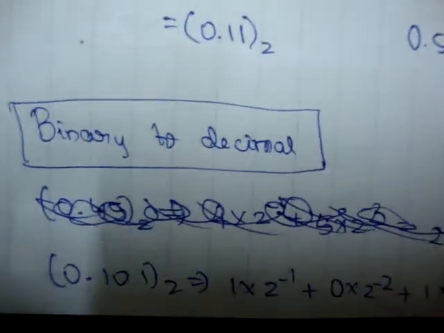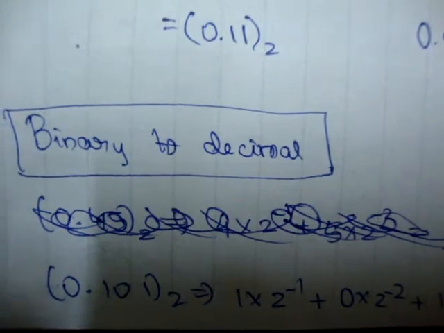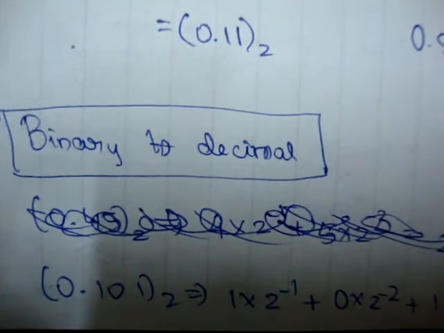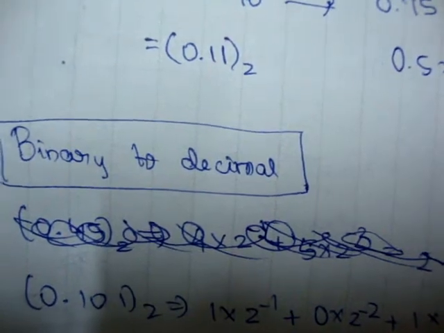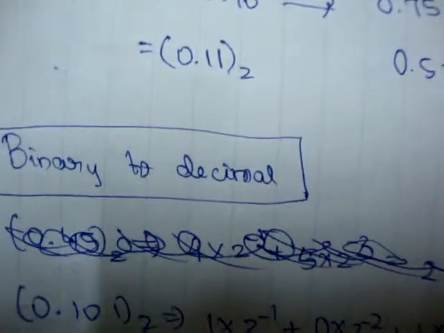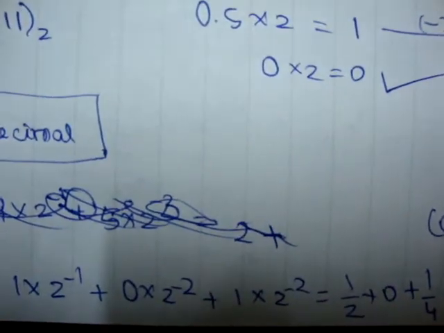The number can also be given like 110.011 or something like that. You need to follow these steps for the 0.011 part.